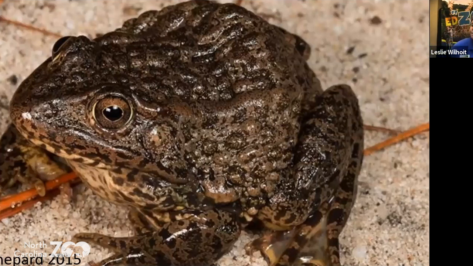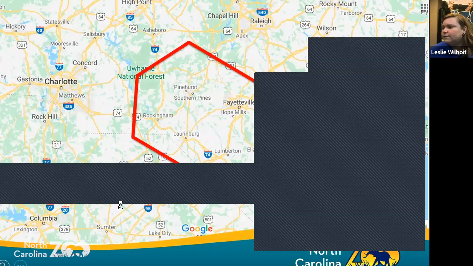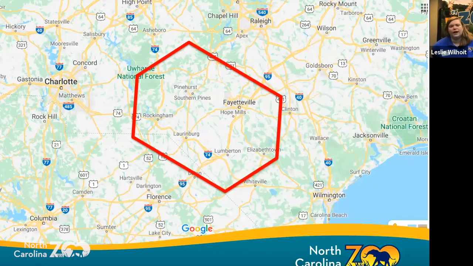So the Carolina gopher frog lives in the sandhills. So if we can go to the next slide, that's where the sandhills are. There we go. That's kind of where the sandhills of North Carolina are. So right around Fayetteville and Lumberton and even Wilmington. So that is an area where we find a lot of pine forests, and they like to live in the pine forests. All right, if you can go to the next slide, Miss Linda.